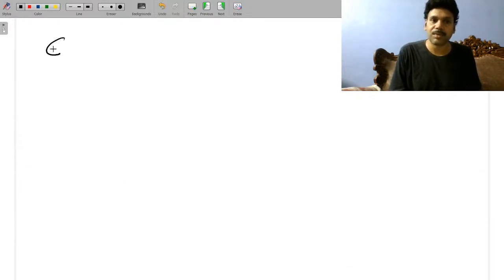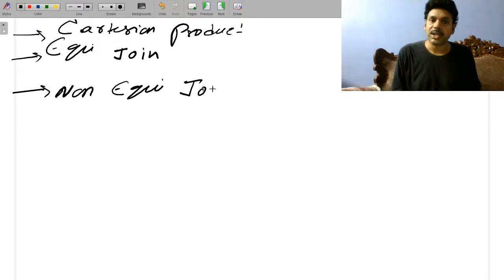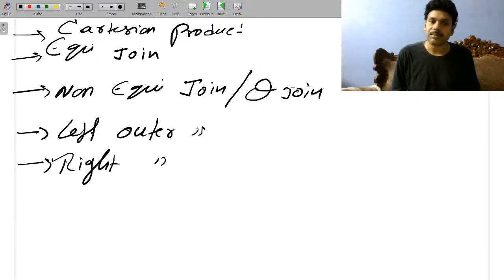So friends, finally we learned what? We learned a few important joins: the Cartesian product, and we learned equijoin, and we also learned non-equijoin. Non-equijoin is nothing but theta join only. Now we learned left outer join. We also learned the right outer join.